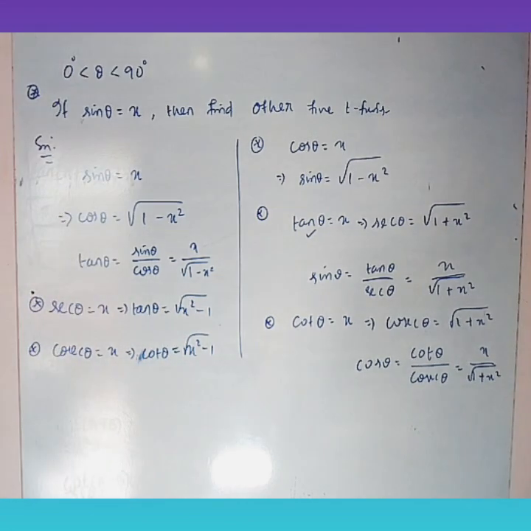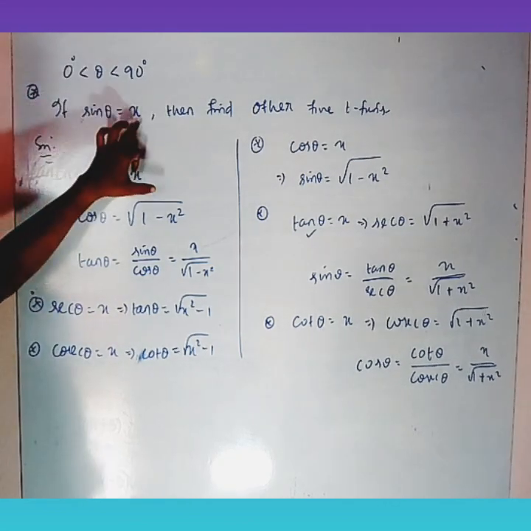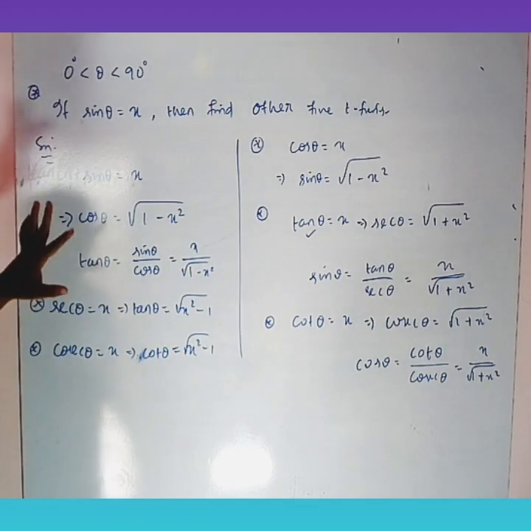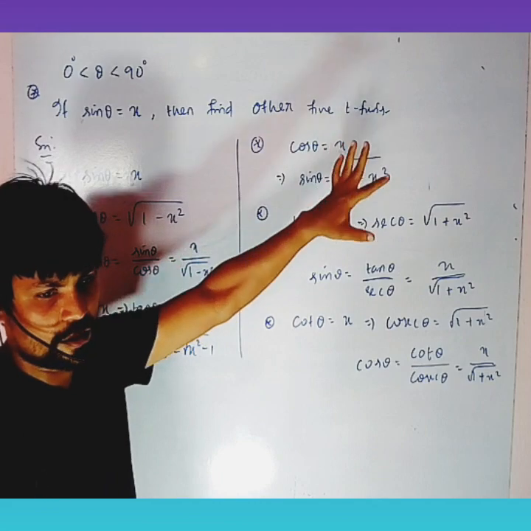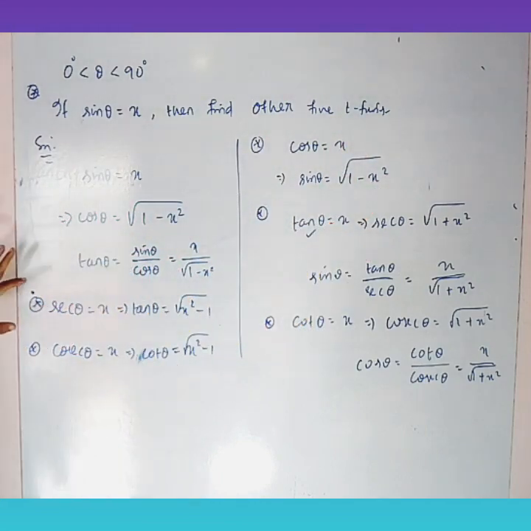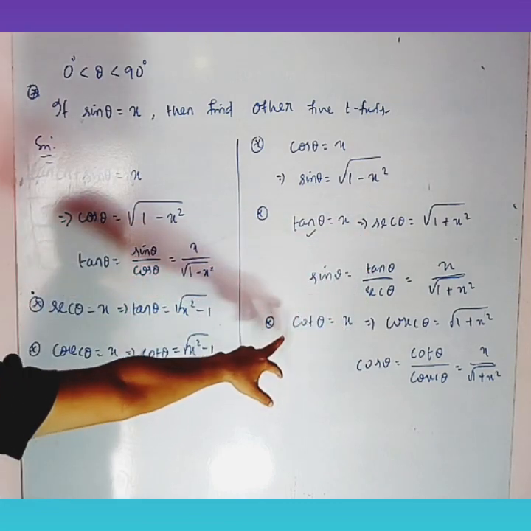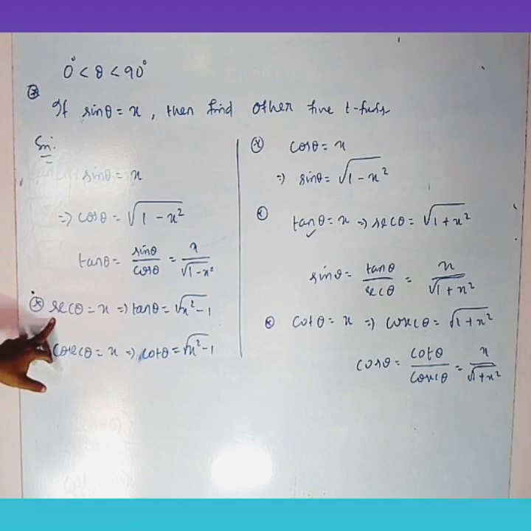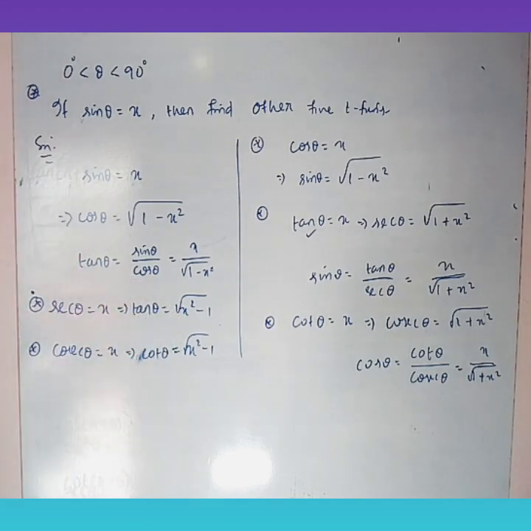So most important thing, if sin theta is given, we can immediately find cos theta. If cos theta is given, we can immediately find sin theta, then all others. If tan theta is given, we can find immediately sec theta. If cot theta is given, we can find immediately cosec theta. And if sec theta is given, you can find immediately tan theta, and if cosec theta is given, you can find immediately cot theta.